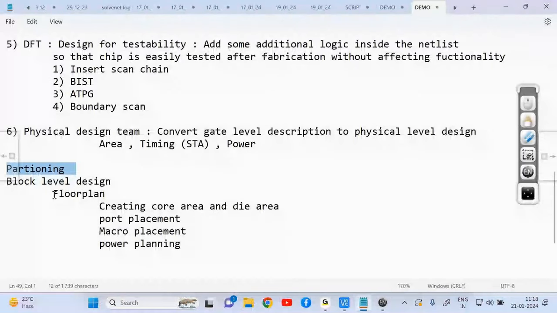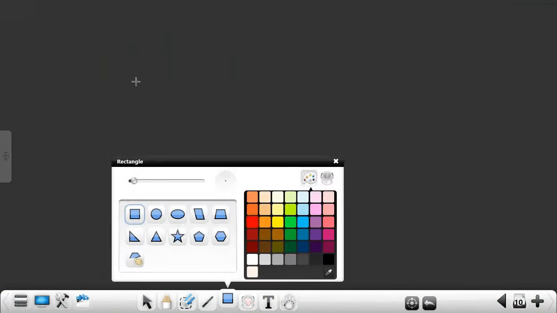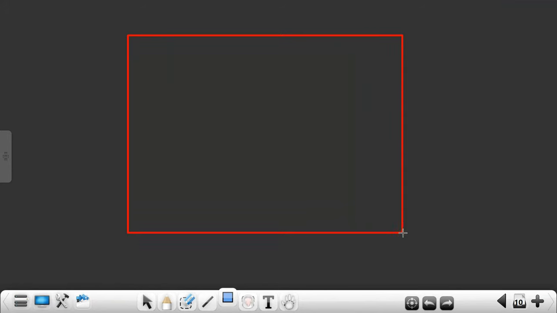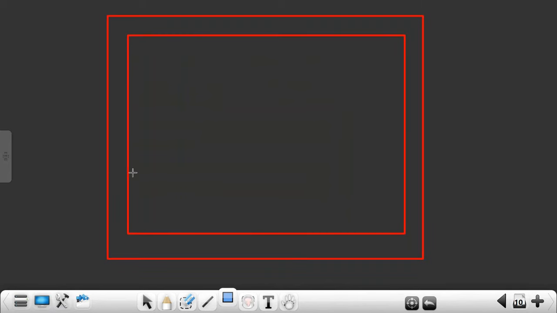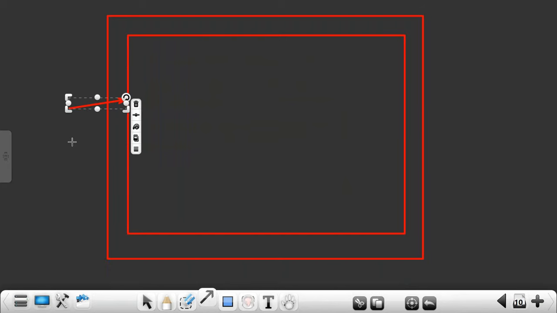So block level design starts with floor plan. Floor plan starts with creating core area and die area. So we have to create this core area and die area. This is called core area, right? And the outside thing is called die area. The inside boundary is called core area. The outside boundary is called die area. This is core area. This is die area.